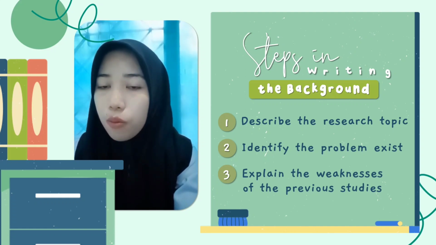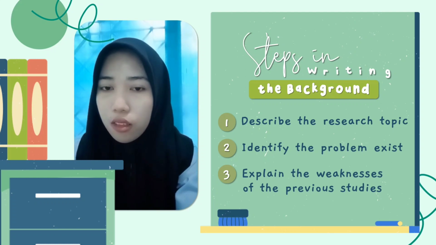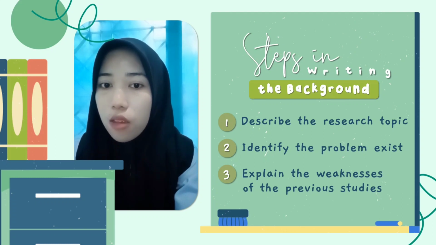And the last is explain the weaknesses of the previous studies. In this part, we make a difference from previous research. When we write the weaknesses of previous studies, first we must pay attention to making the study more beneficial in answering the weaknesses of previous research, and also explain the theoretical assumption. After that, we can use the same research object or other cases to make a comparison.